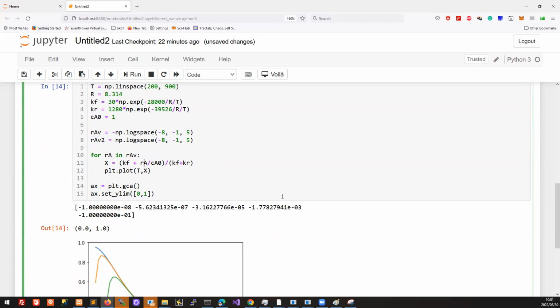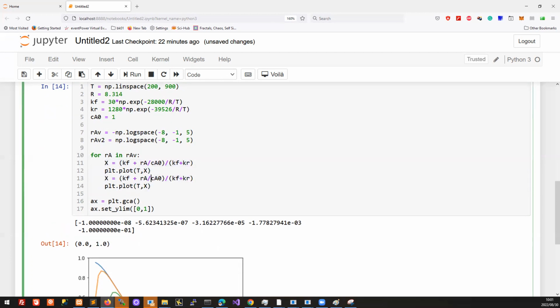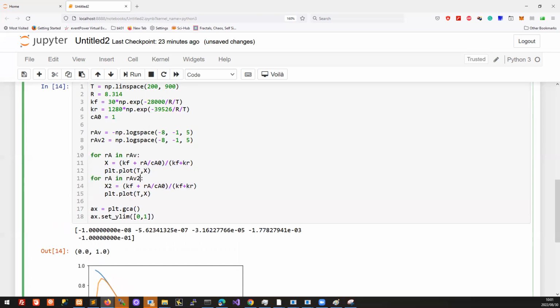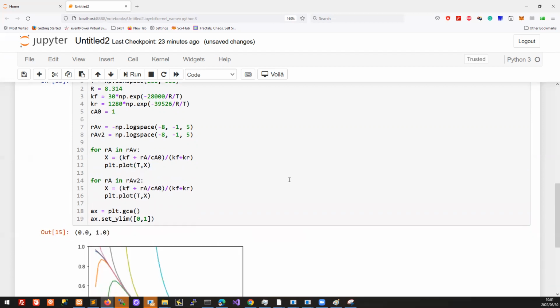And so here let's add to our plots. Let's just make this X2, and this will be RAV2. Okay, that's not really right, I need to run a separate loop for this. So let's do that, RAV2, and then let's just call that X also. So then we just add to our plots that way.